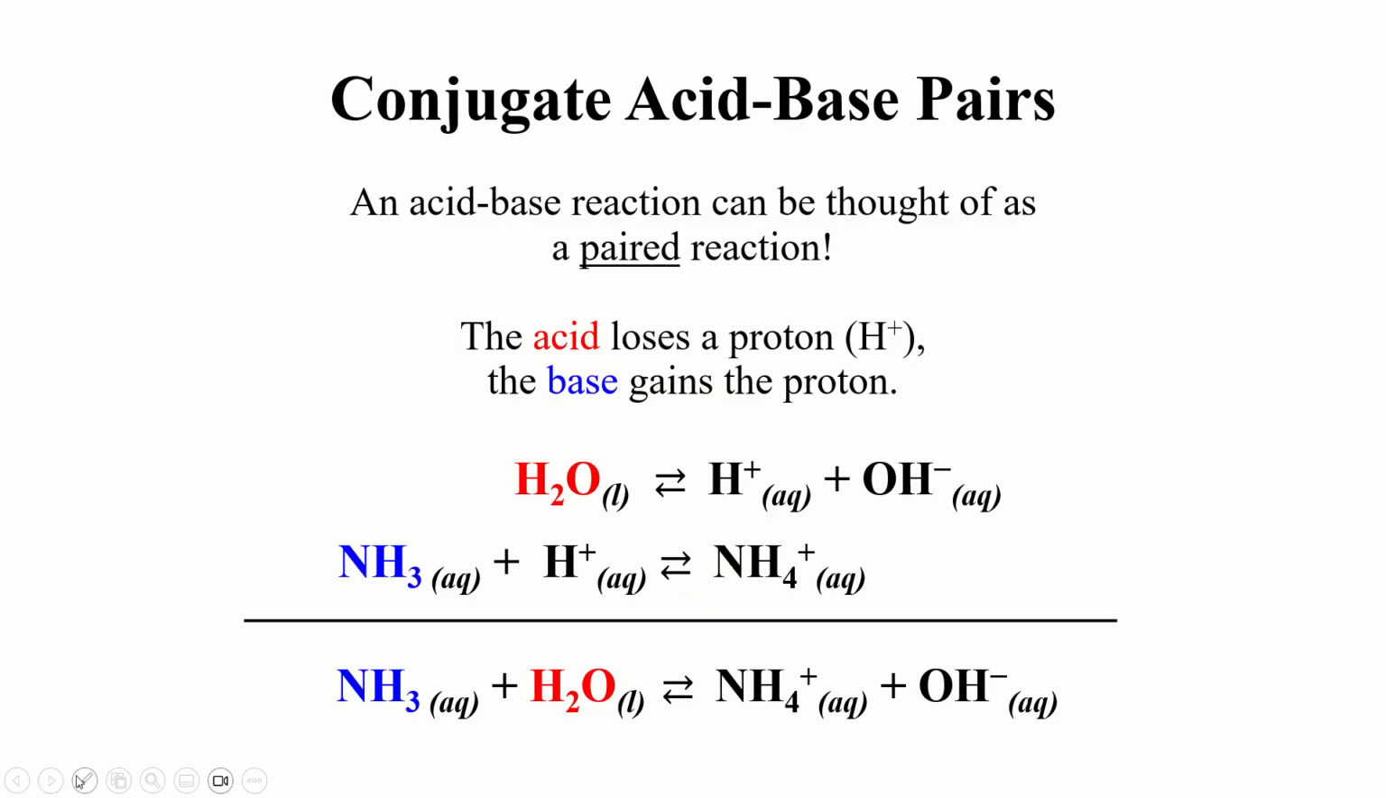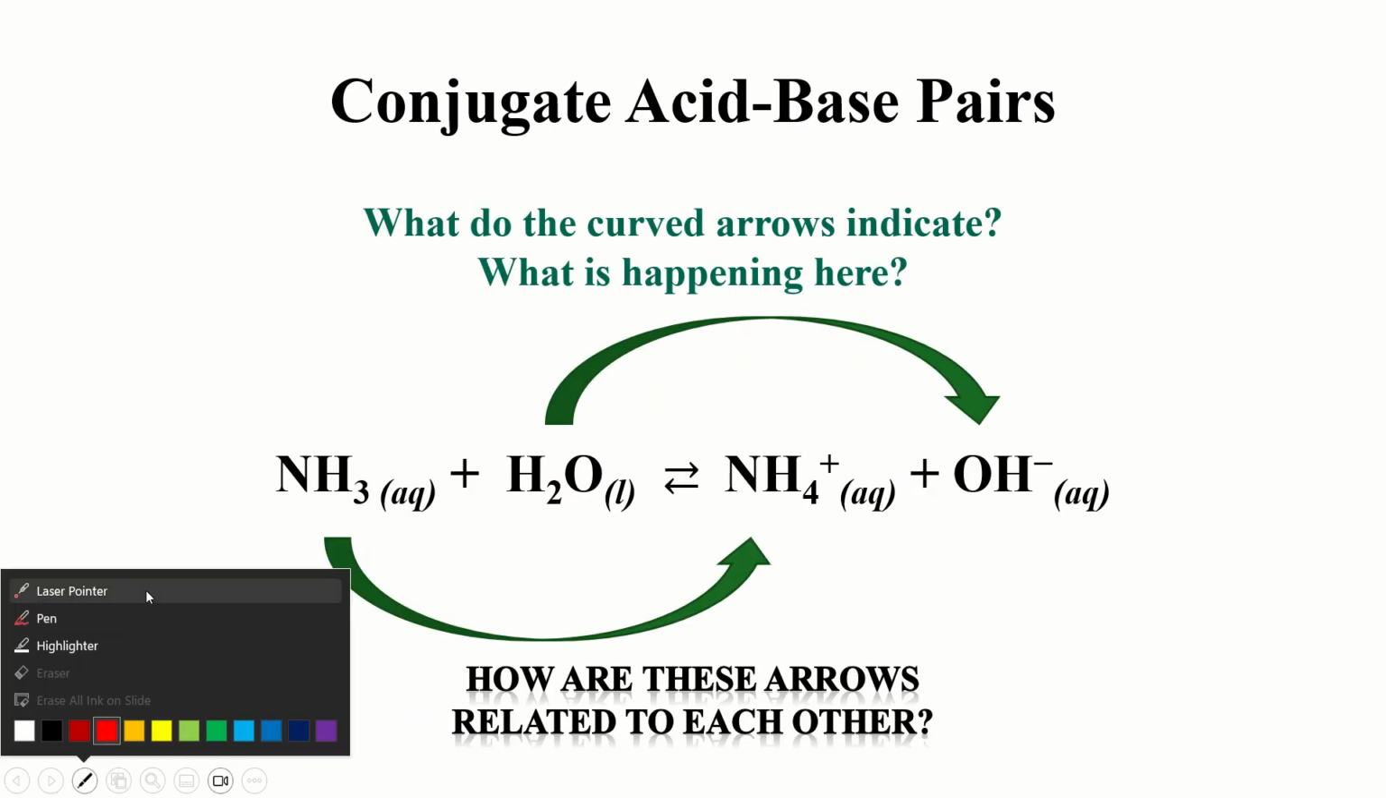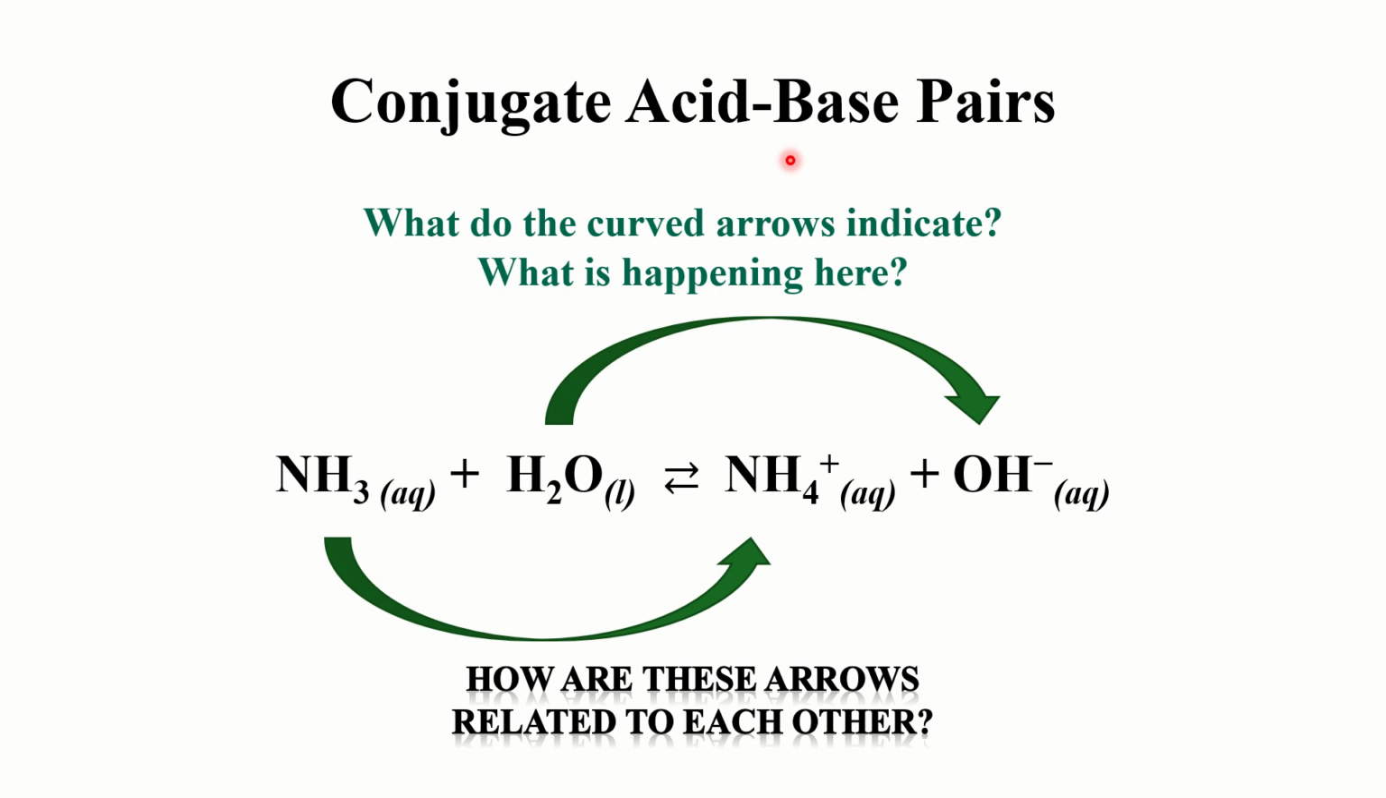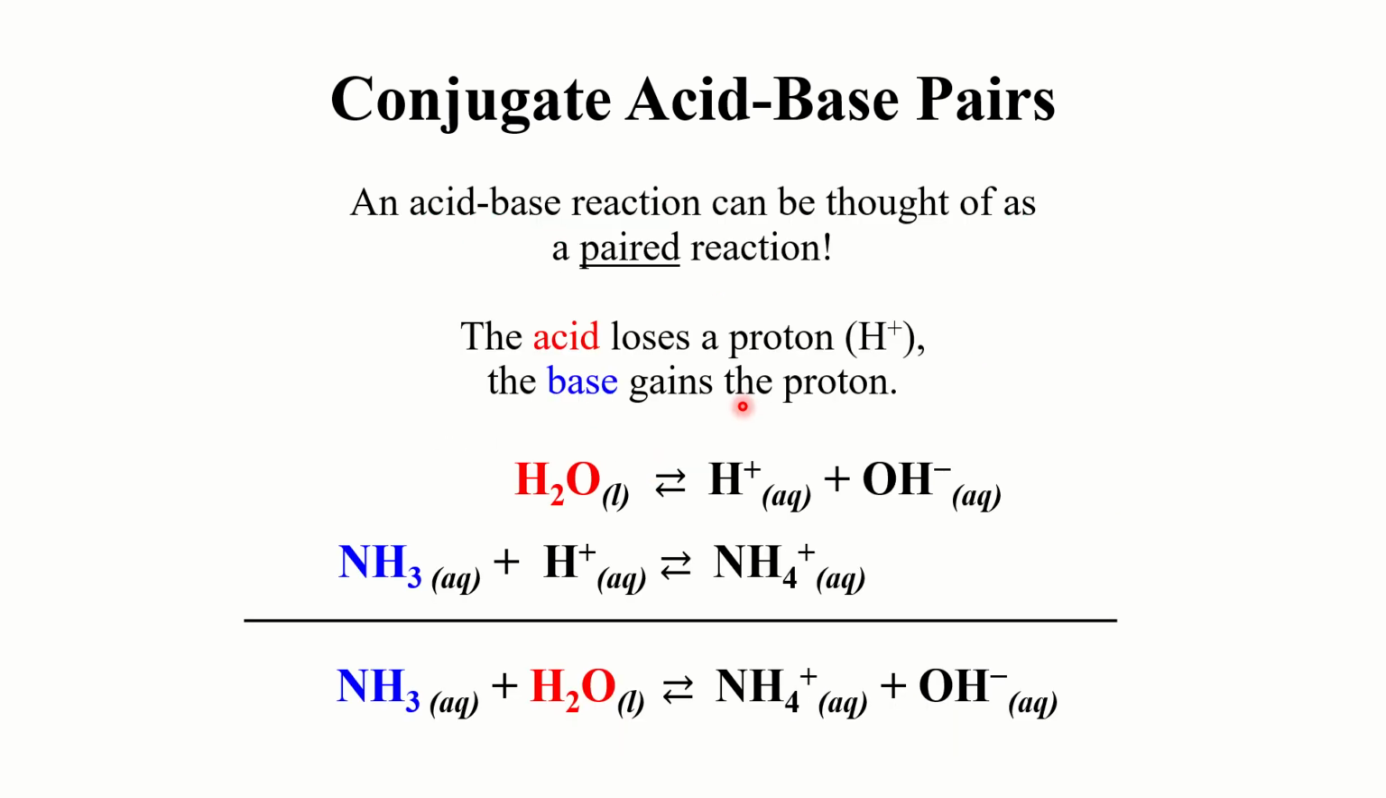Okay, next, on to conjugate acid-base pairs. So here, looking at the acid-base reaction between ammonia and water, so NH3 plus H2O forming NH4 plus and OH minus. Here we're going to learn about conjugate acids and bases. So we're going to pose a question: what do the curved arrows here indicate? What is happening here? Or more importantly, how are these arrows related to each other? We'll be able to answer these questions after the information on the following couple of slides.